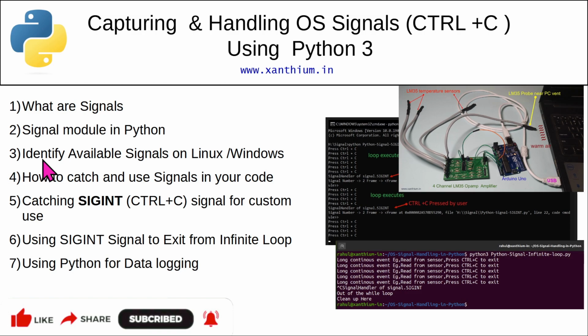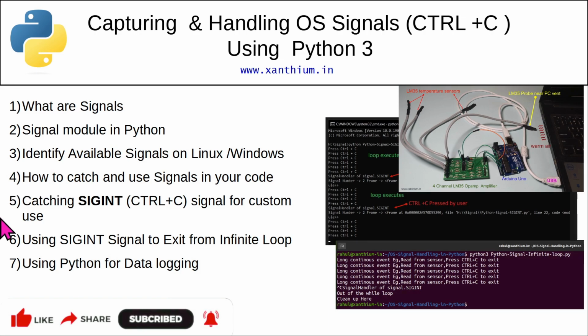Then in the third section, we will learn to identify which signals are available on which systems. For example, in Linux systems, there are a lot of signals which are not available in Windows systems. So we can use this particular function to identify which one is where. And in the fourth section, we will learn how to write code which will catch the operating system signals and then give it to a handler function which will do what you want to do with your code.